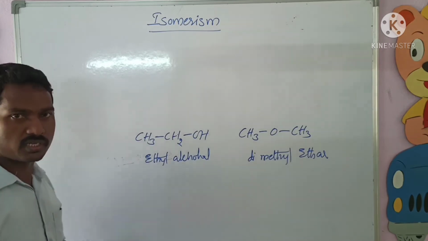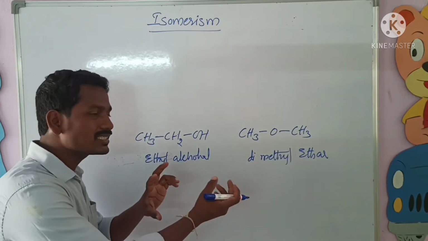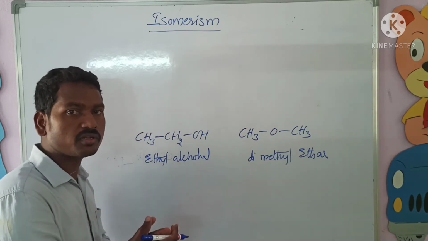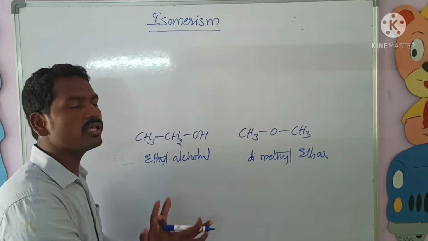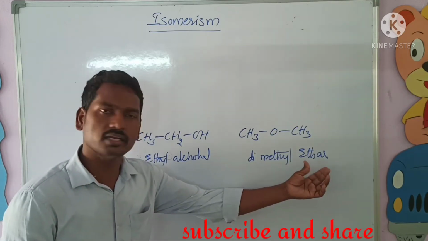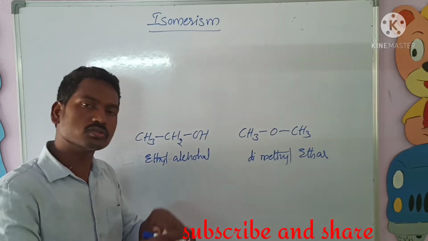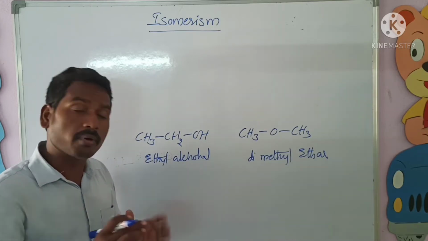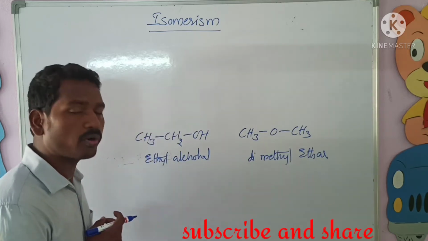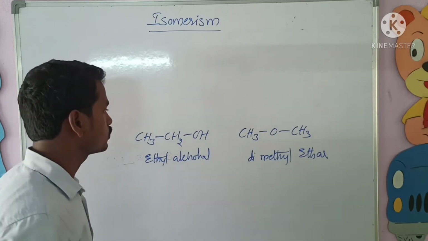Here there are two compounds. In these two compounds, what is the similarity? Just observe carefully. This is an alcohol, this is an ether. Both functional groups are different, so the nature of the two compounds will be different, but there is a common point. What is the common point between these two?